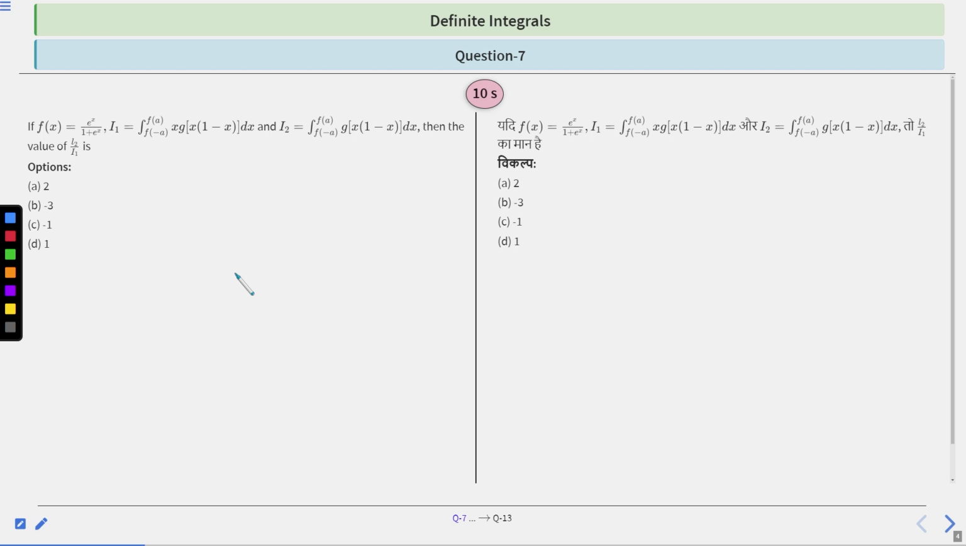So see, the hint of this question is f(x) is given like this. I1 is given, alright, I1 is given and I2 is given. We have to take the ratio of I2 upon I1. So we can easily compute the value of I1 in terms of I2, right? By solving this or by using certain simplification methods. So you try to approach this question. You have 10 seconds to solve or think about this question. After 10 seconds, we will discuss the solution.